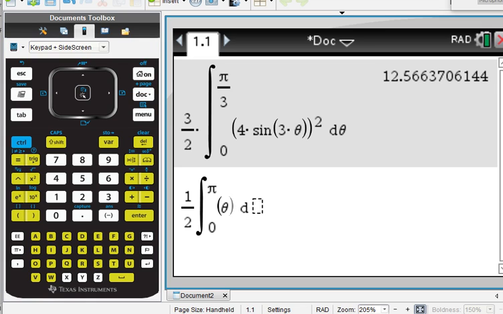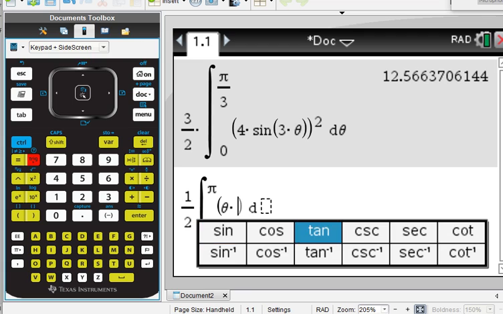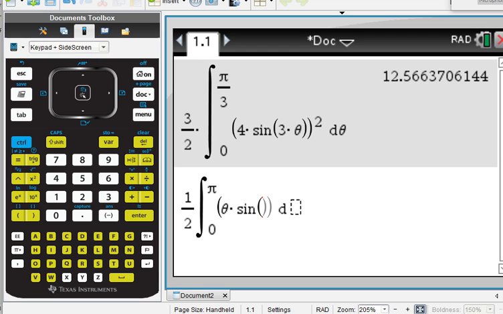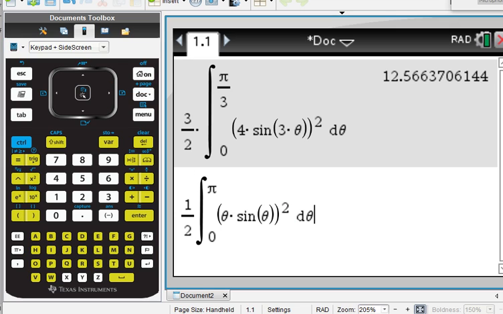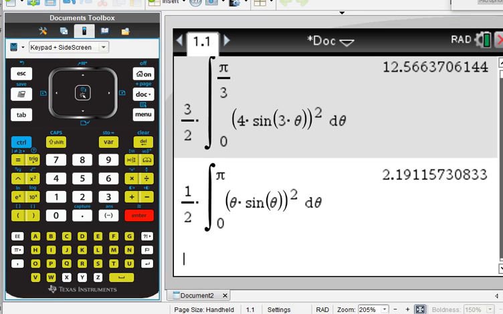Now be careful on the Inspire here. If you just put sine right next to it, oftentimes it won't recognize you want to multiply. It will think it's some other function. So on the Inspire, you do need to put times here before you hit the sine. Unlike the 84, it doesn't always assume things right next to each other are multiplying. It thinks that you're trying to create some other function, theta sine theta, which it doesn't recognize. It'll give you an error. So theta times sine theta, and then squared, and then d theta. And we get the same answer.